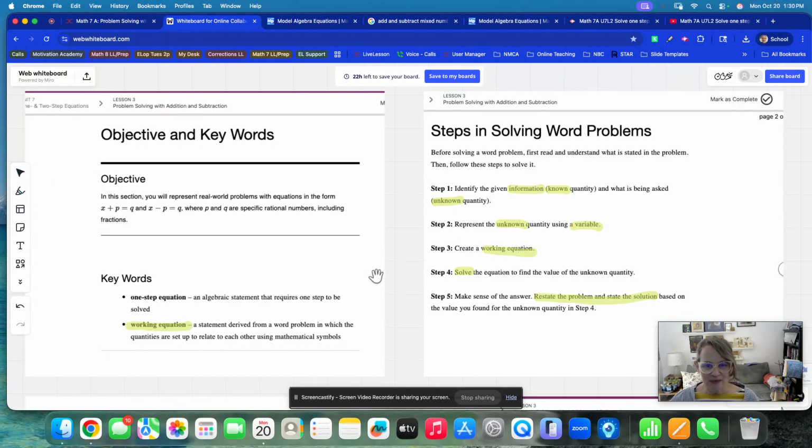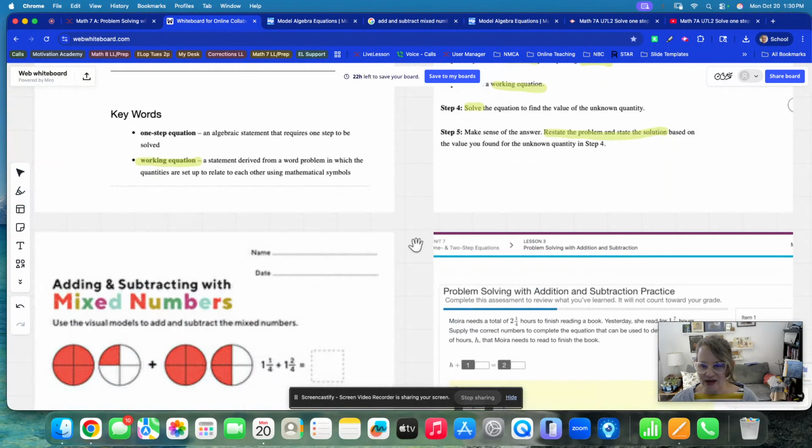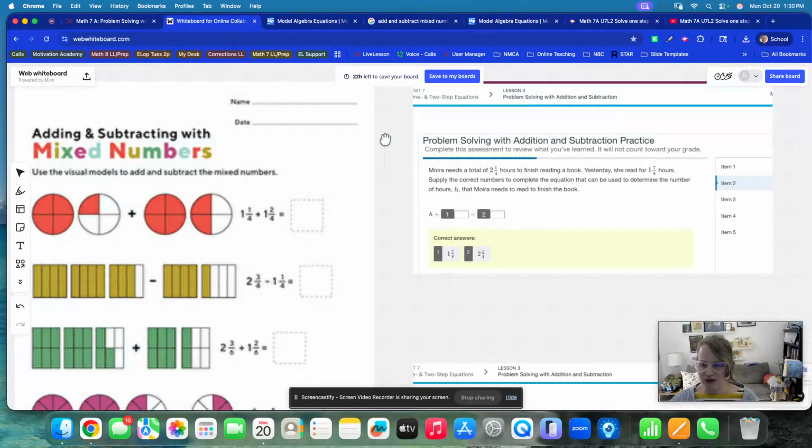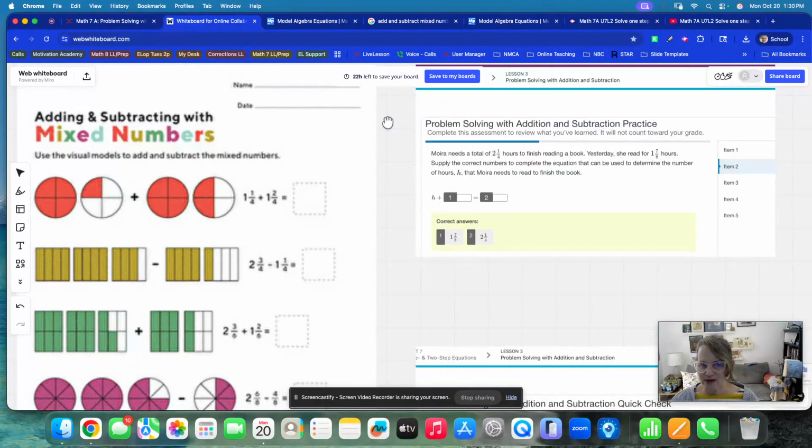Don't be intimidated, okay? And I'm going to show you some of the harder ones with the fractions, okay, as a good opportunity to reteach some fractions. So this one says Moira needs a total of 2 1/4 hours to finish reading a book. Yesterday she read for 1 7/8 hours.